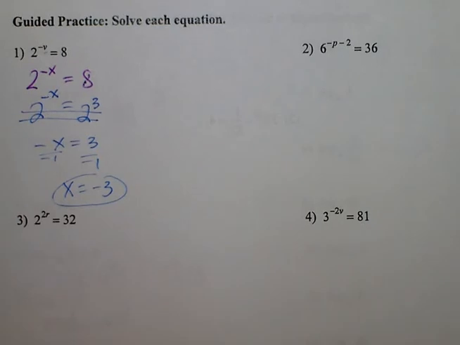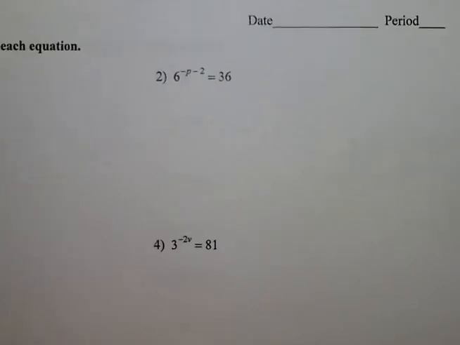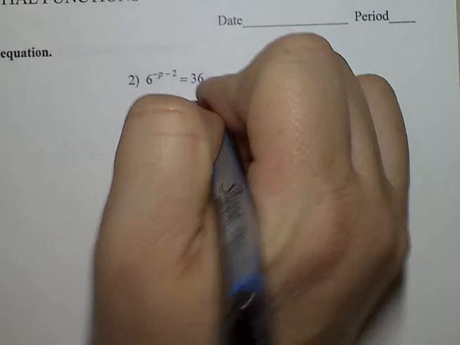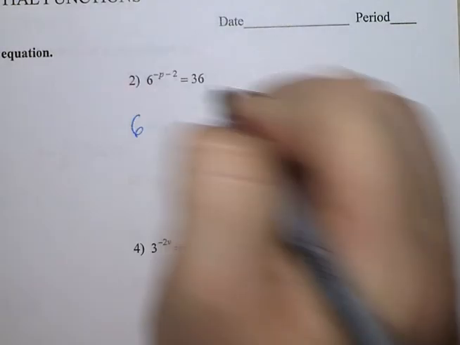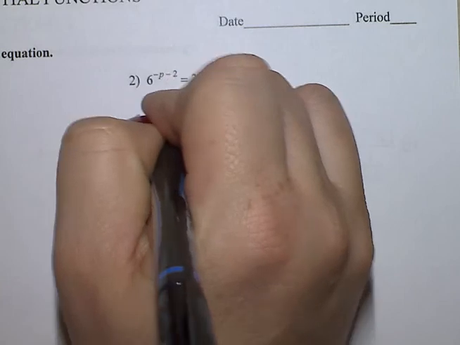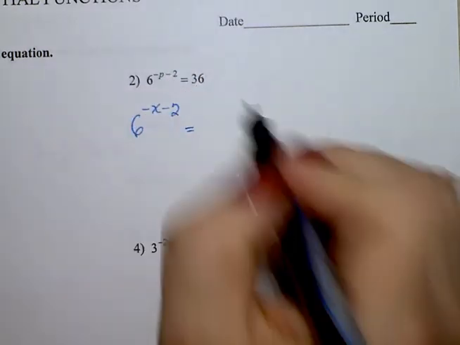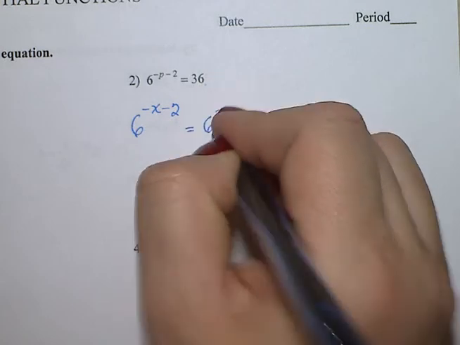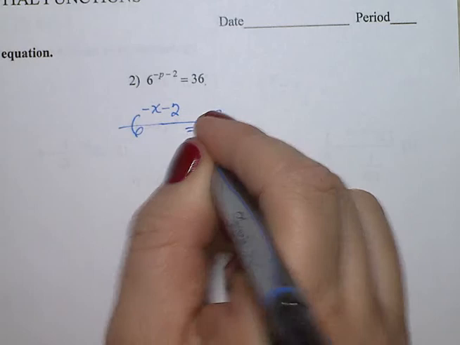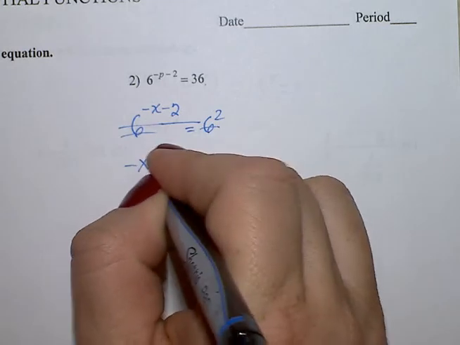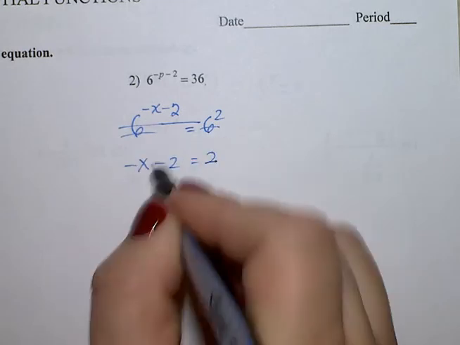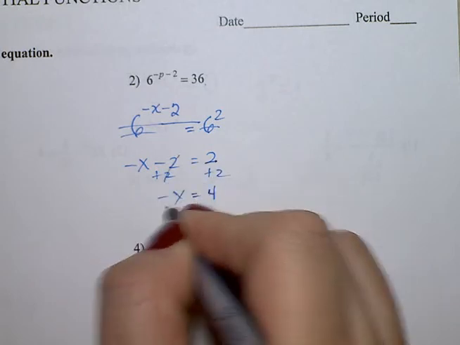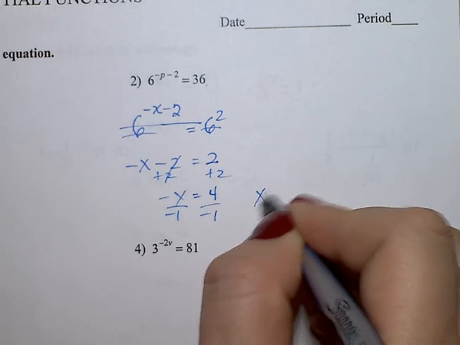Going on to number 2. So 6 and 36. How can I rewrite 36? By the way, I'm going to change the p into an x. Not required, just for some students it makes it a little bit easier. So rewrite 36 as 6 squared, still an equivalent value. Bases are the same, cancel out the bases, and you have -x minus 2 equals 2. I'm going to add 2 to both sides. Divide by the -1, and x equals -4.